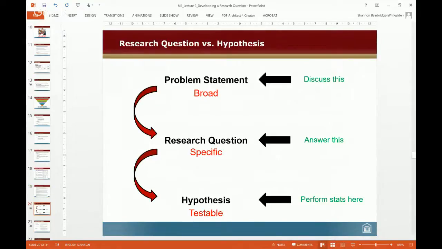Okay, so you'll also notice in your assignment, we want you to have a research question, but we also want you to identify a hypothesis if it's relevant, and certainly a variety of research aims or objectives. So we're going to talk about how those all sort of fit together. So at the front end, you have a sort of problem statement.